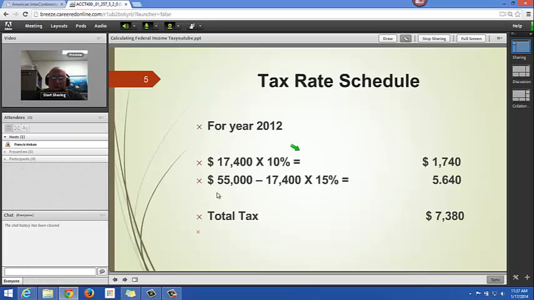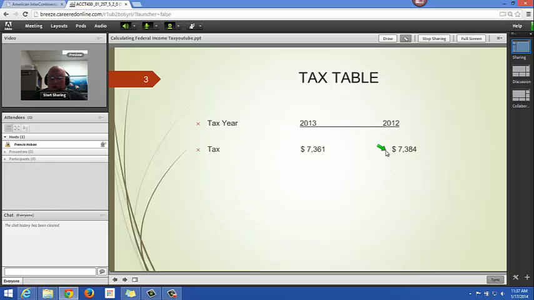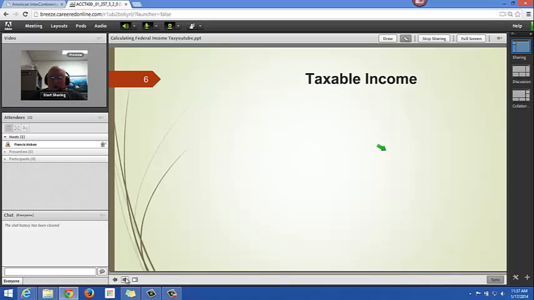Very close. Here's 2012. Different rates: the first $17,400 of taxable income is taxed at 10%, and the tax is $1,740. But we have $55,000 of taxable income. So you take the $55,000, subtract out the $17,400 taxed at 10%, and the remainder is taxed at 15%. That gives you $5,640. Total tax: $7,380. That's for 2012. $7,380. What does the tax rate table say? $7,384. Very close. They're going to come out very close to the same, not much difference.